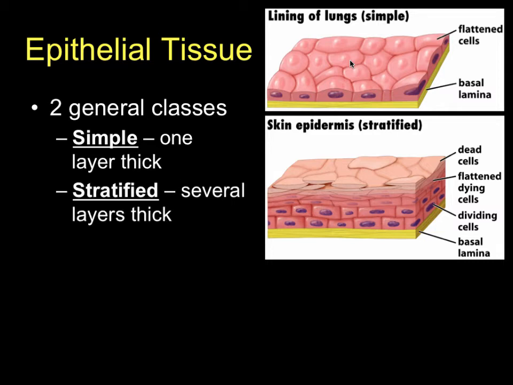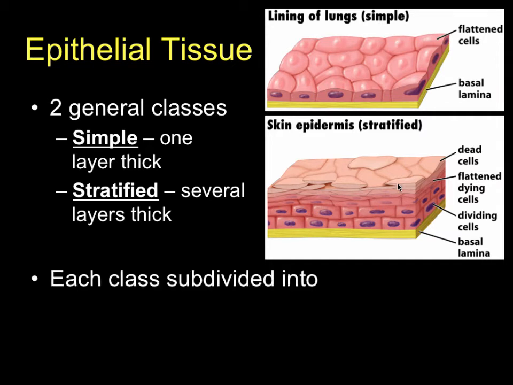On the other hand, the bottom picture is showing you stratified epithelium, where we've got multiple layers, at least 3 or 4 living layers of cells, and then 2 or 3 layers of dead or dying cells on top of that. Multiple layers is called stratified epithelium.